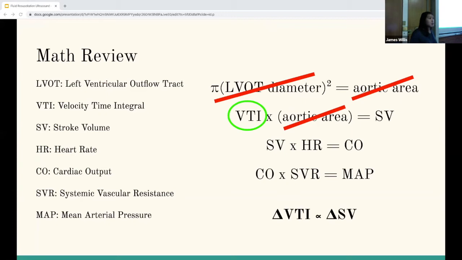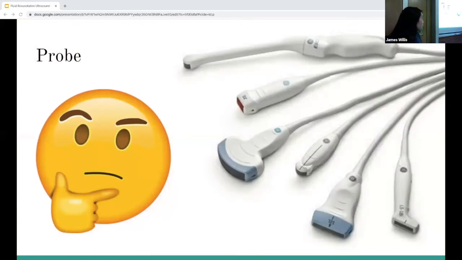Everyone still with me? Anyone lost? Confused? All right, we'll get back to this. Going with the probe. Any idea which probe we're going to use? We're going to use the phased array cardiac probe.